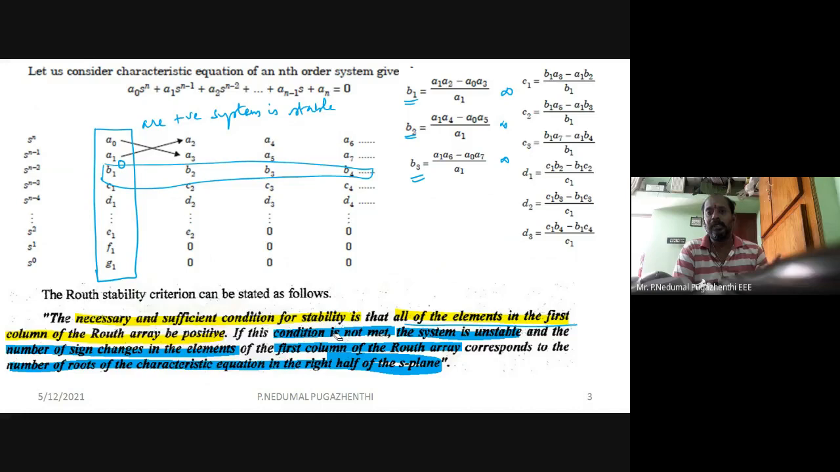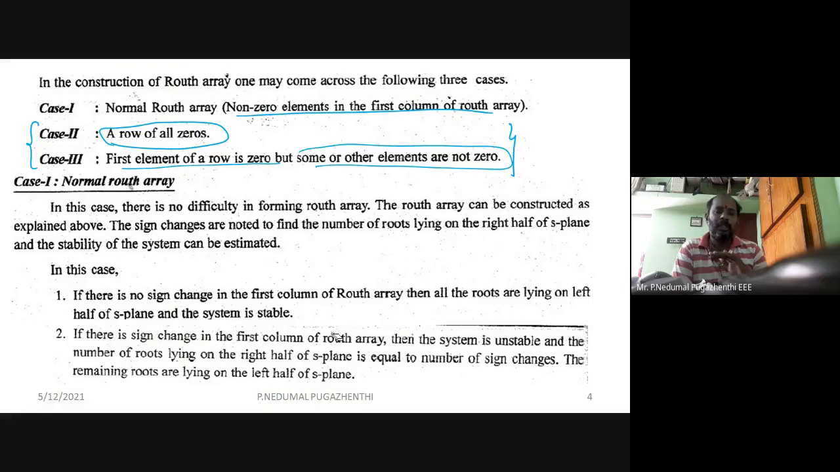And there are two special cases. One case is if all the elements in a particular row become zero. You cannot proceed to the next line because it leads to infinity in the next line of the Routh array. The other case is if the first element of a row is zero, which also gives infinity for the next row. In these two cases, your Routh array fails, and we will deal with that in the next class.